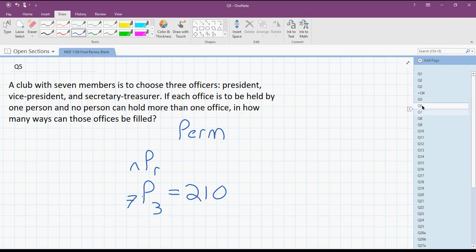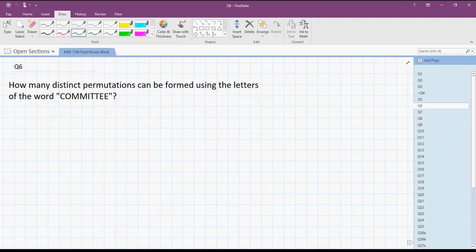Okay. Numero 6 says how many distinct permutations, so we know this is a permutation, can be formed using the letters of the word committee. Now, yes, this is a permutation, but can I use the NPR on this one? No. Why? All the letters, and you got to find the factorials for all the repeating letters. The repeating. There you go.